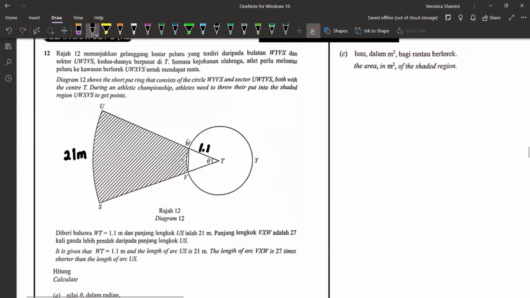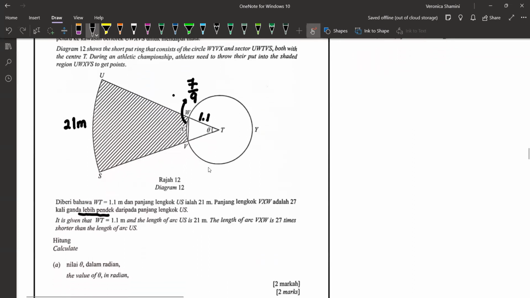Panjang lengkuk VWX here is 27 times lebih pendek. Kalau lebih pendek means what? How do we define that? 27 times. So kita boleh bagi tak? 21 bagi 27. So teacher tulis kat sini panjang lengkuk ni 7/9. Ataupun you want to write point form boleh juga, 0.777778, tapi teacher tulis pecahan.